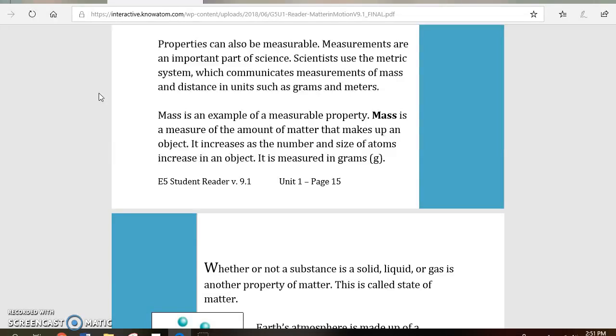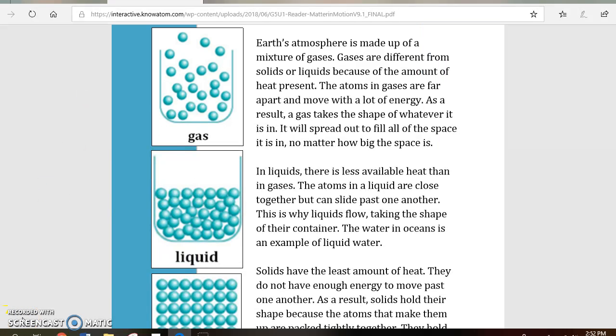Whether or not a substance is a solid, liquid, or gas is another property of matter. This is called state of matter. Earth's atmosphere is made up of a mixture of gases. Gases are different from solids or liquids because of the amount of heat present. The atoms in gases are far apart and move with a lot of energy. As a result, a gas takes the shape of whatever it is in. It will spread out to fill all of the space it is in, no matter how big the space is.